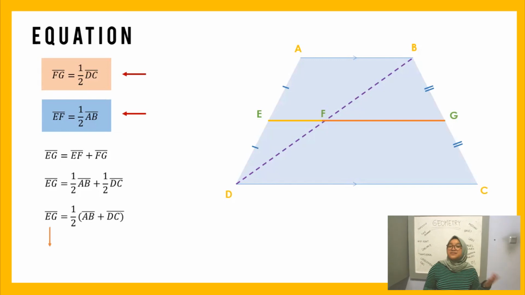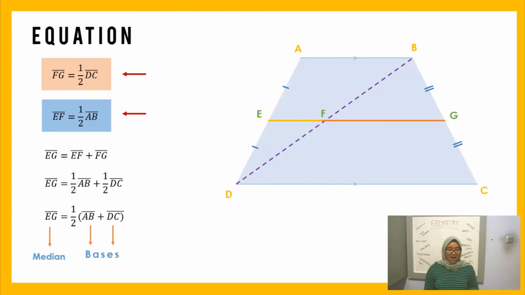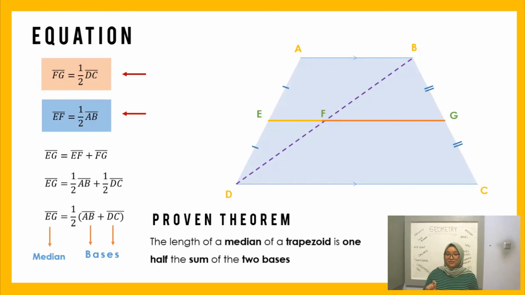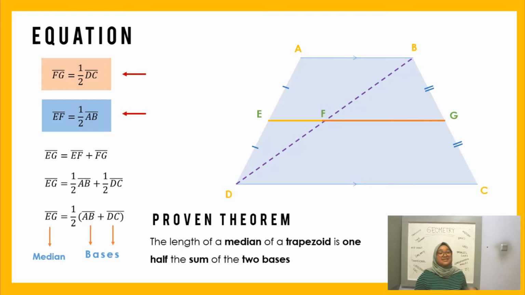Now take a look at this equation. EG is the median, right? And AB and DC are the two bases. From this equation, we know that the median is equal to half of the sum of the two bases, because we have AB and DC. So here it is: the theorem that we stated in the beginning is proven by these steps.